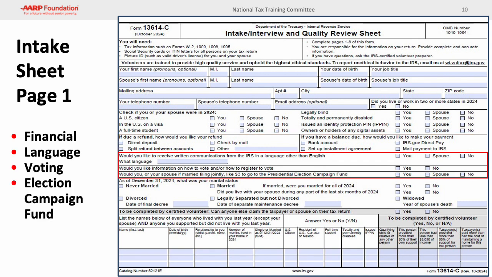Now, there are also questions concerning taxpayer language preferences, if the taxpayer would like assistance in registering to vote, and an option to contribute $3 to the presidential election campaign. Now, if a taxpayer doesn't answer these questions, mark their answer as no.